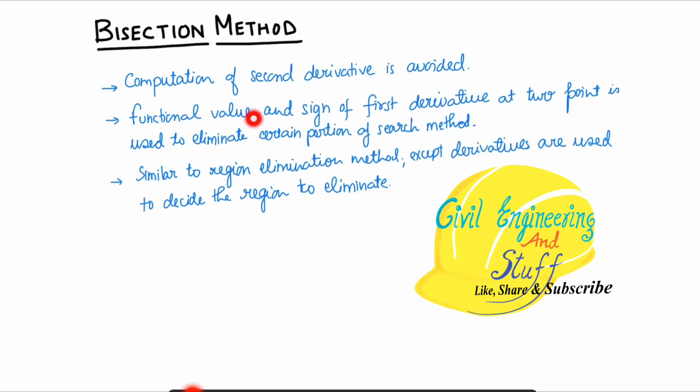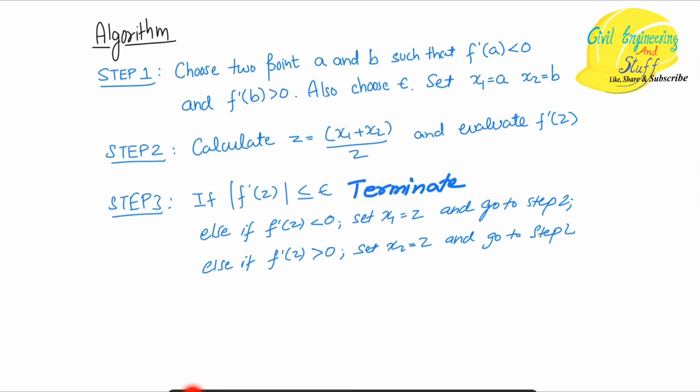So the function value and the sign of the first derivative at 2 points are used to eliminate a certain portion. Based upon the function value and the sign of the first derivative, a point or a region is eliminated. Okay, so let us see the algorithm of the bisection method.